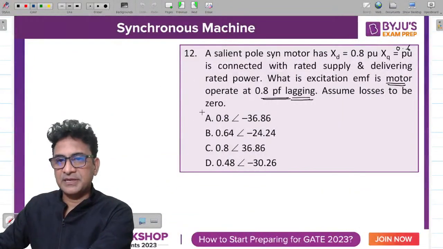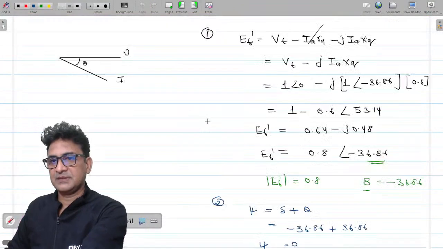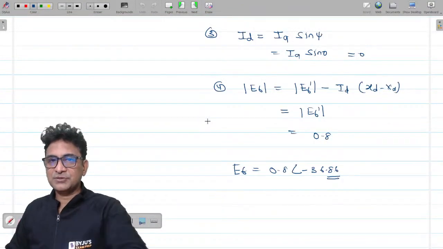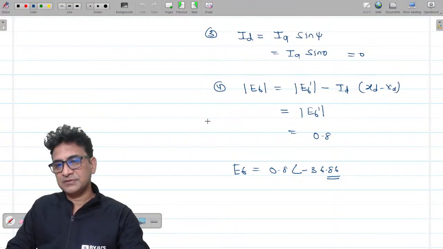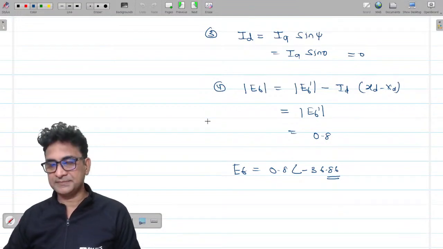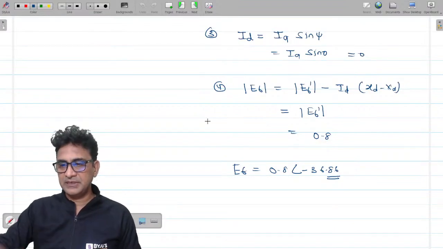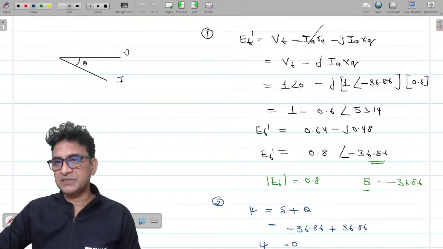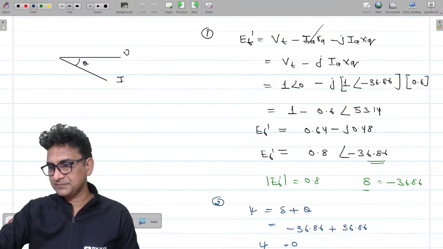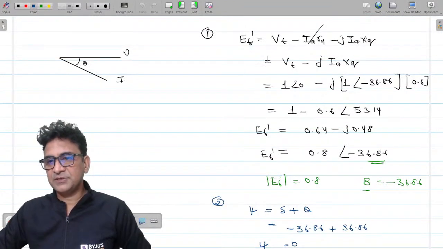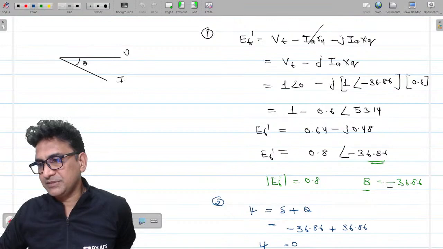So A is the correct option. You can also try the same type of question for a synchronous generator. It is for the synchronous motor. In case of a synchronous generator, here we use the positive. And in a synchronous generator, the delta would always come positive.